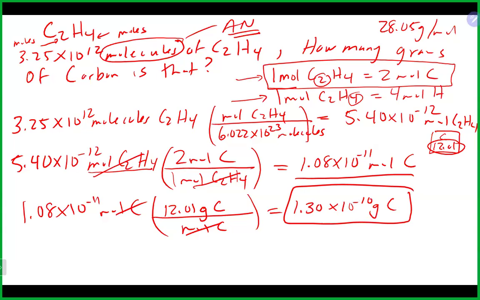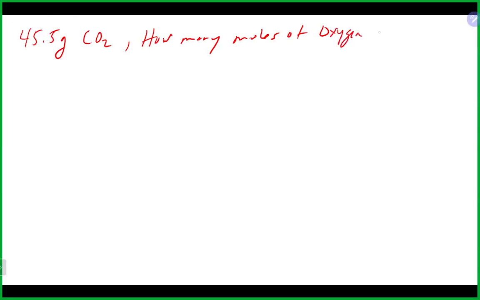So sometimes you might be asked about not the whole thing, but maybe one element in a compound, and you could actually use the formula as a conversion factor. Any questions so far on what we've been talking about? Why don't you try one of those here? Let's say we had 45.5 grams of CO2. How many moles of oxygen and grams of oxygen would that have?